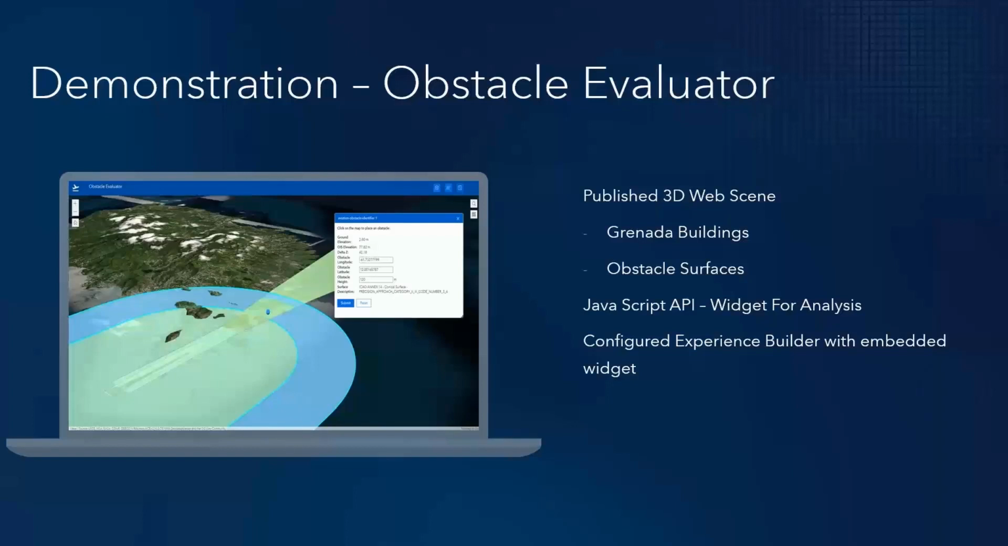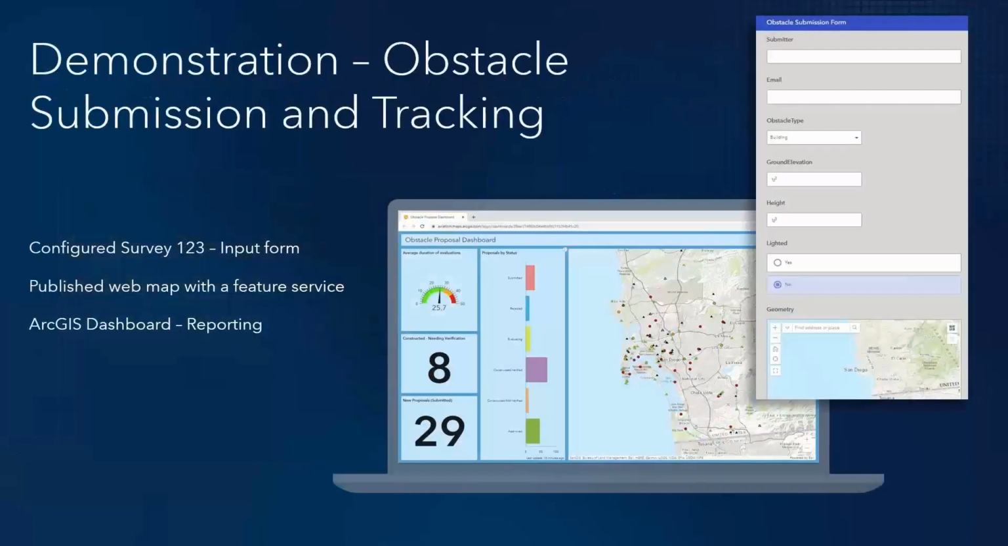And like I said, we took a developer sample and expanded it to create a widget to identify a location for penetration of obstacles in different scenarios. Then we embedded that one widget inside of Experience Builder so we can have access to it and start to create more of an experience for the user. So that's one demonstration we'll show.